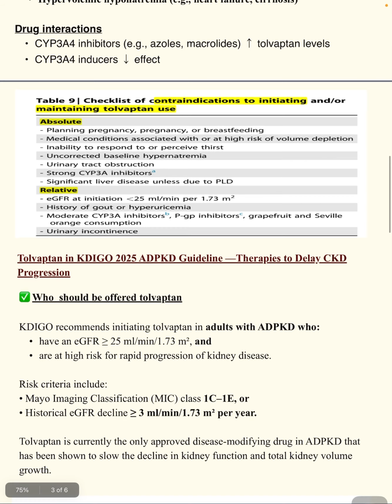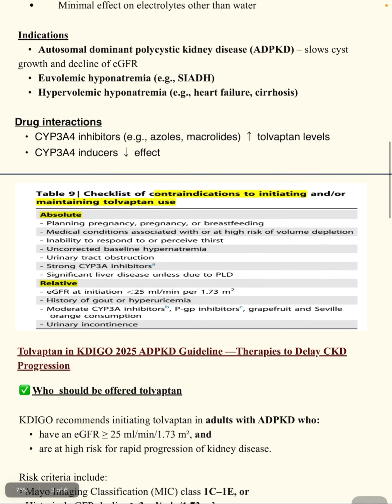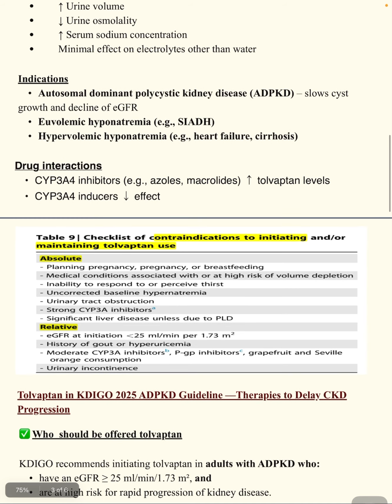Common adverse effects of tolvaptan include polyuria, nocturia, polydipsia, dry mouth, dehydration. Drug interaction. As tolvaptan is metabolized by CYP3A4, inhibitors such as azoles and macrolides increase tolvaptan level and enzyme inducers reduce its effectiveness.